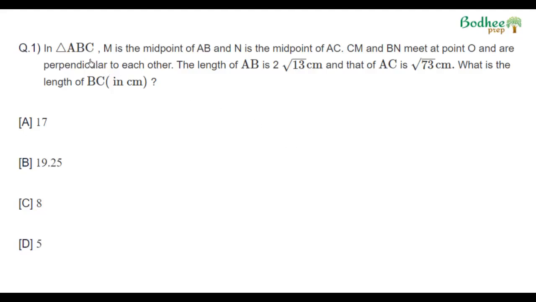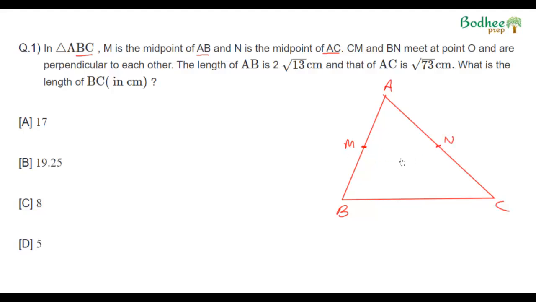Now here in this question it says that the triangle ABC is given to us. M and N are the midpoints of AB and AC, and a few more pieces of information are given. So let's draw this triangle. Assuming that this is the triangle ABC, so this is A, B, C. This is the midpoint, which is say M, and here the midpoint is N.